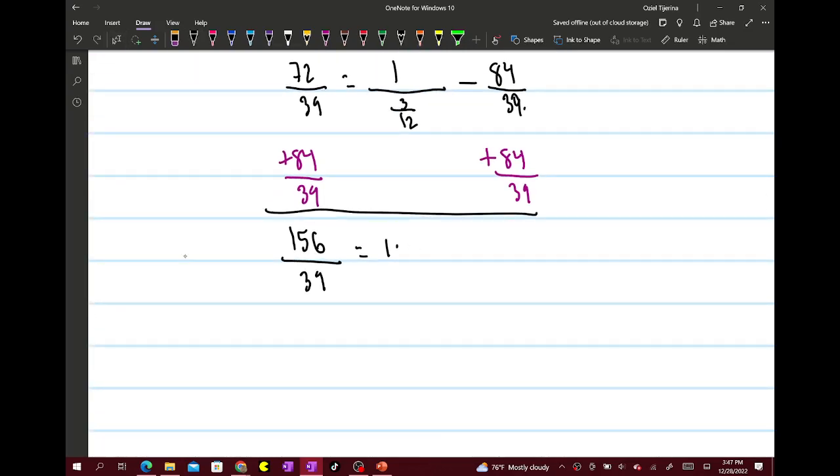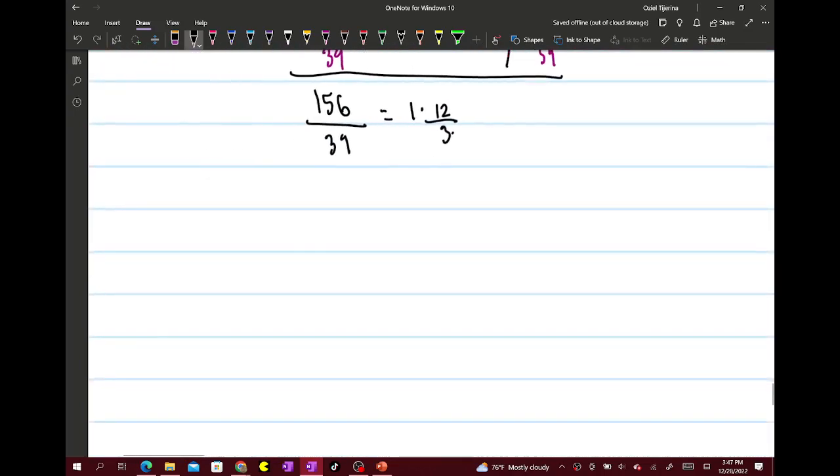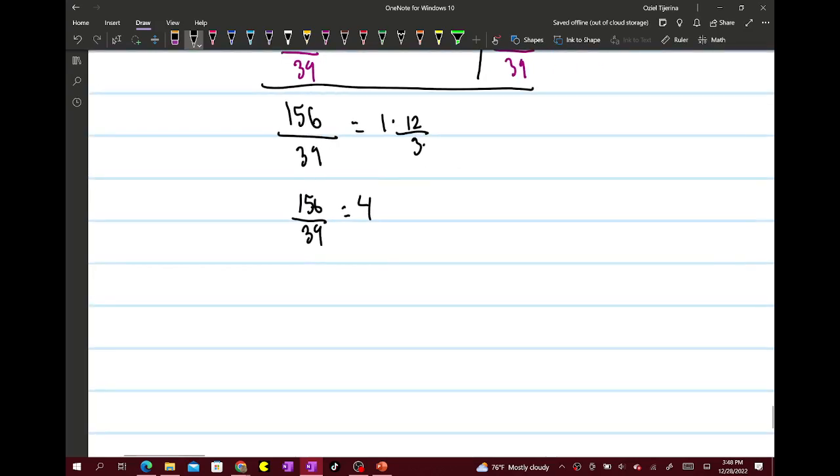Because, really, this cancels out, 1 times 12 over 3. And we know that 156 over 39 is equal to 4, really. And if you check that, you can see if that's true.